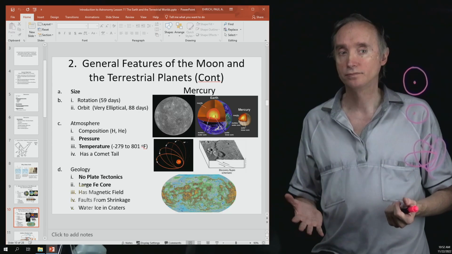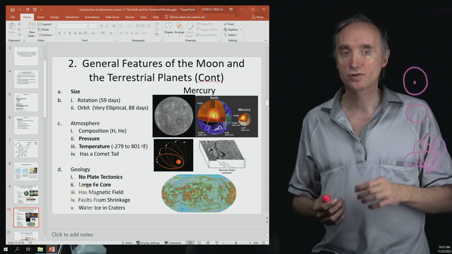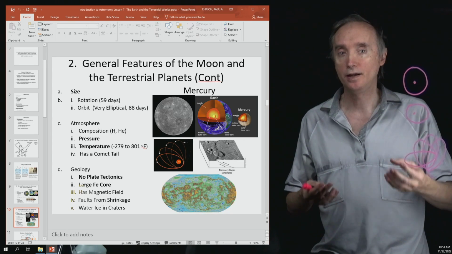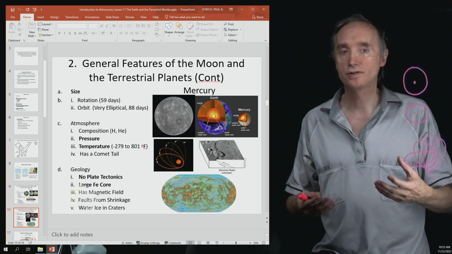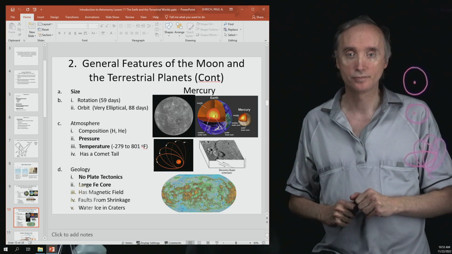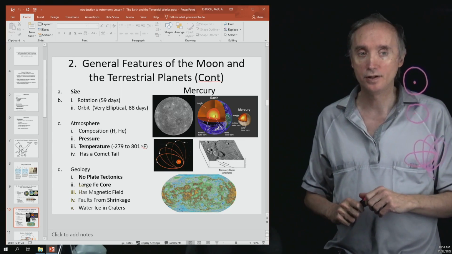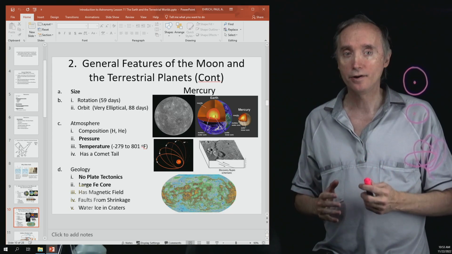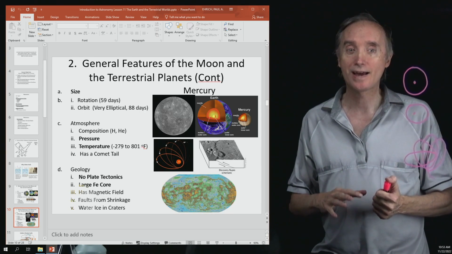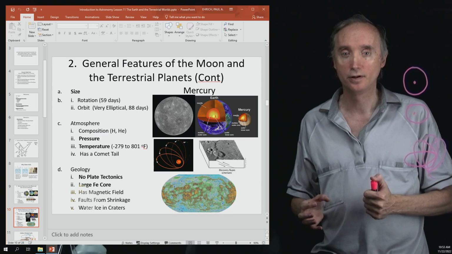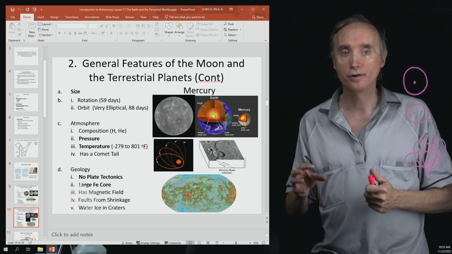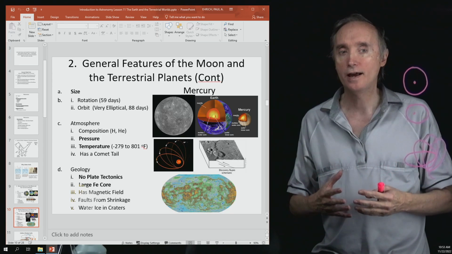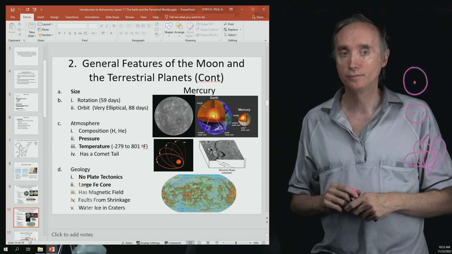Plate tectonics? No. It's so small, it cooled off so rapidly that it lost its heat, lost its ability to have plate tectonics. Now, one interesting thing, though, is it has a large iron core. The iron core on Mercury is actually even larger than the solid iron core of the Earth. So why would it have this large iron core?